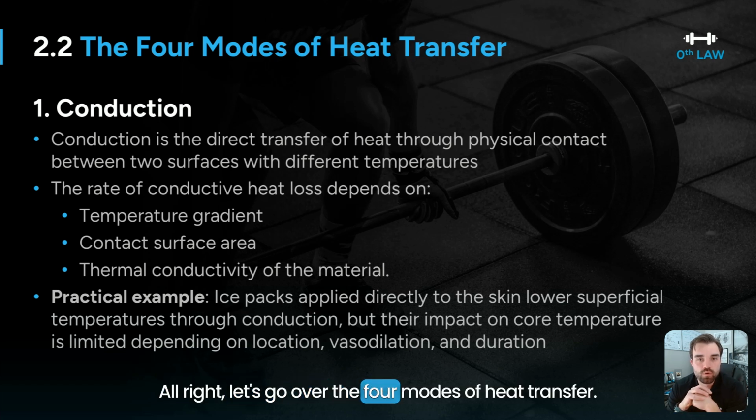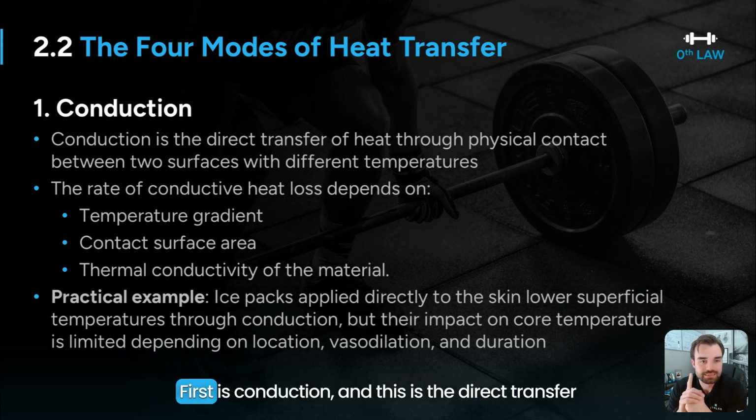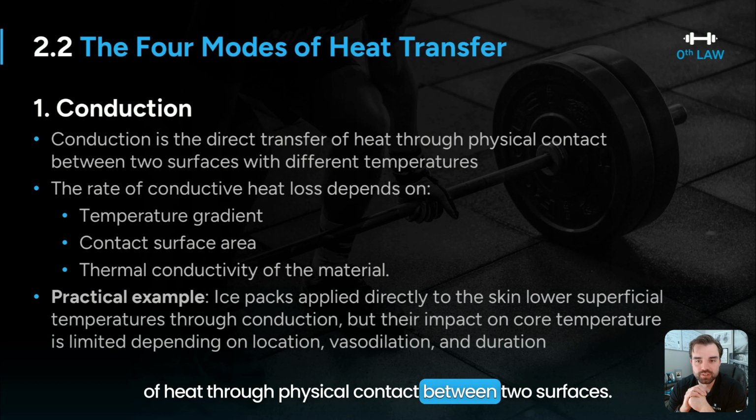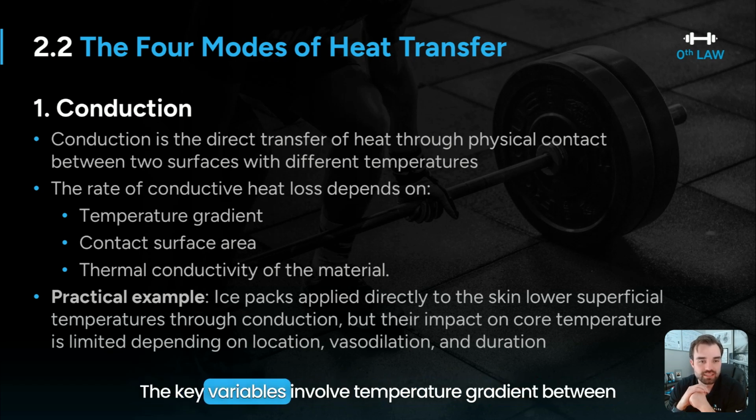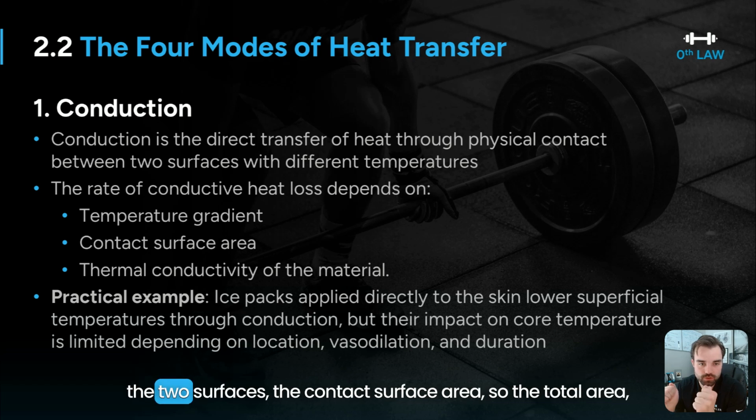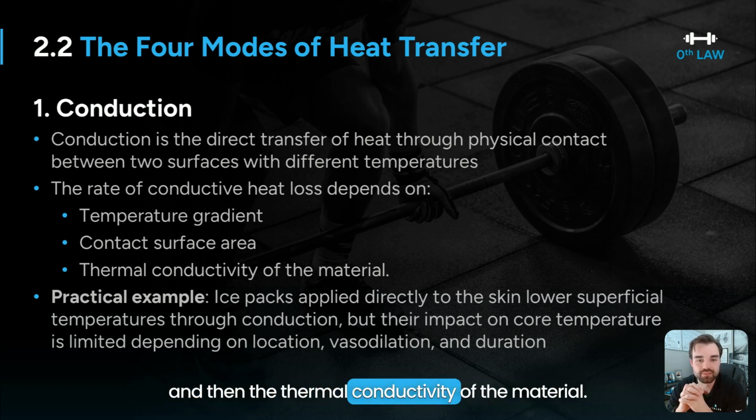All right, let's go over the four modes of heat transfer. First is conduction, and this is the direct transfer of heat through physical contact between two surfaces. So this is collisions of the molecules or atoms that's transferring heat. The key variables involve temperature gradient between the two surfaces, the contact surface area, so the total area, and then the thermal conductivity of the material.